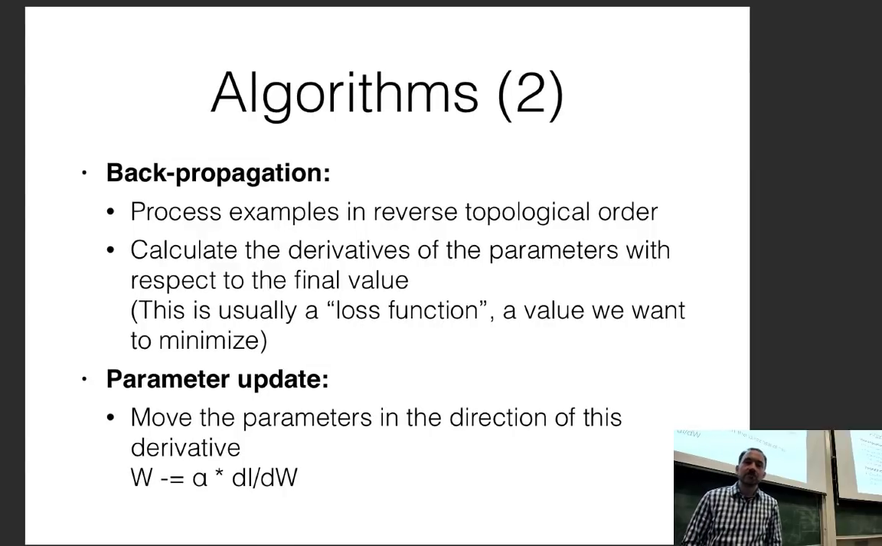Then finally, we do a parameter update, which moves the parameters. It's in the direction of this derivative, but actually in the opposite direction of this derivative. One simple way to do this is using stochastic gradient descent, where you basically add in this derivative with a set learning rate alpha. But there's also lots of other algorithms that you can use to do this, which I'll also talk about in later classes.